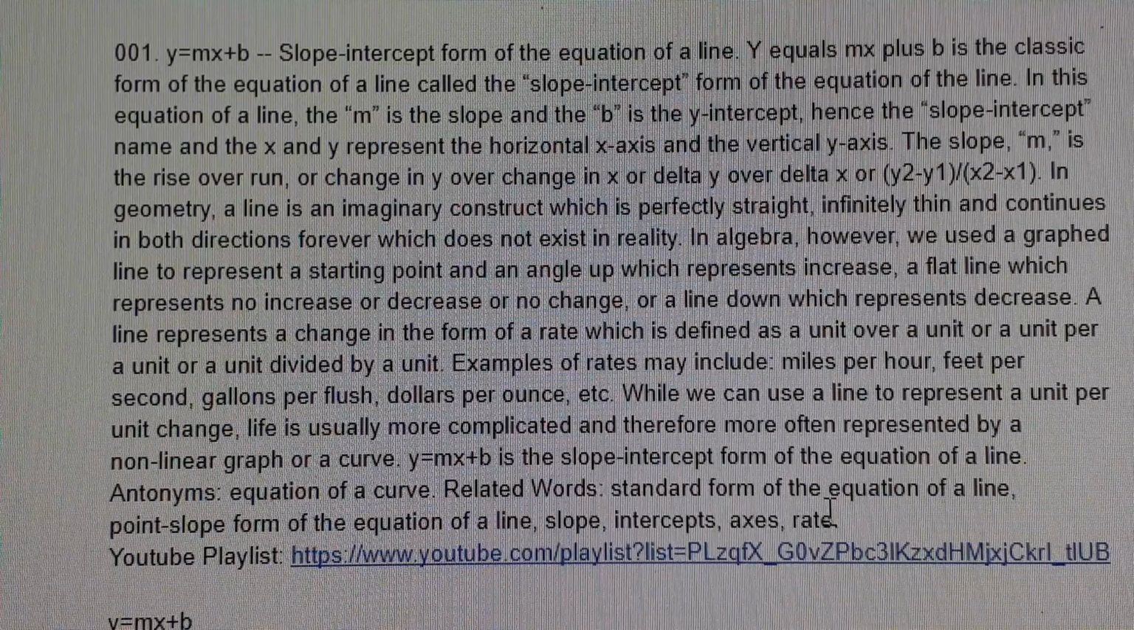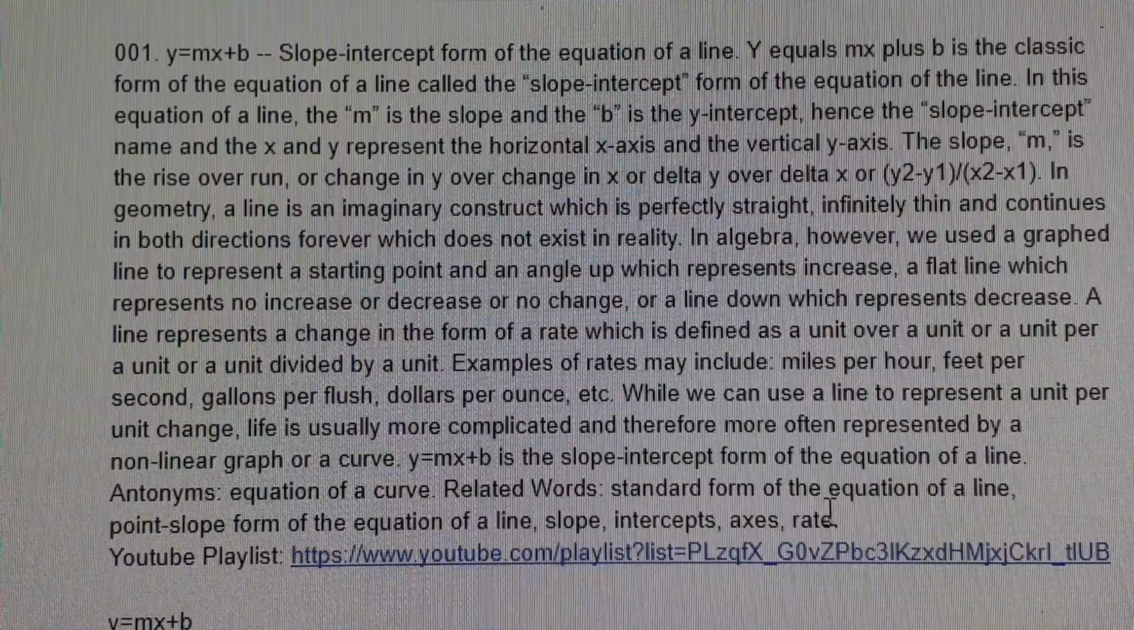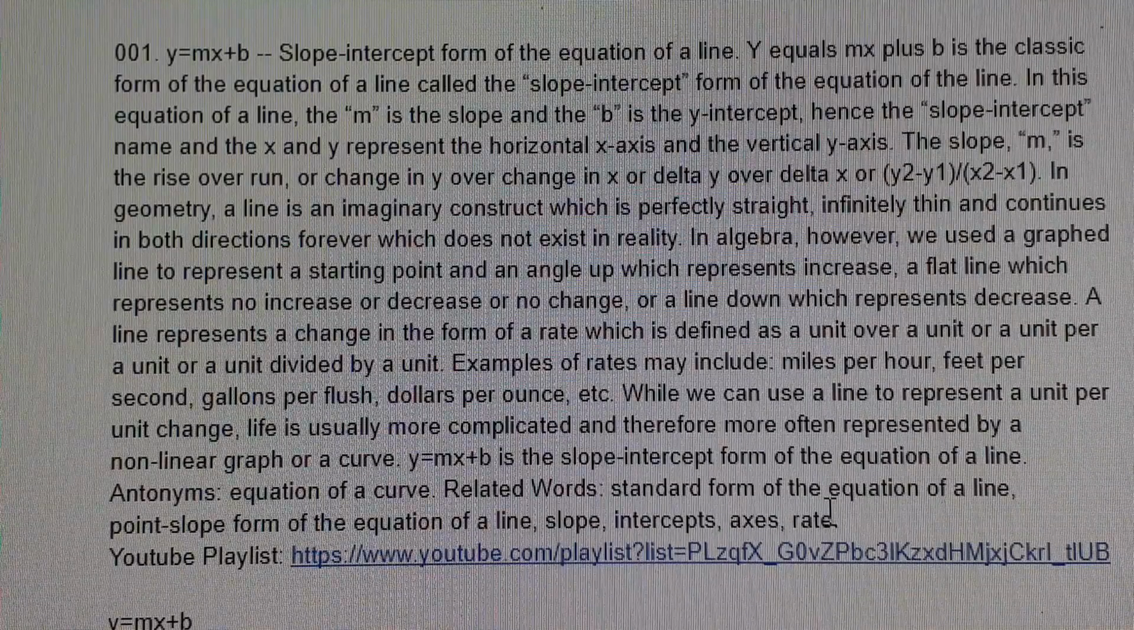While we can use a line to represent a unit per unit change, life is usually more complicated, and therefore more often represented by a nonlinear graph or a curve. y = mx + b is the slope-intercept form of the equation of a line.